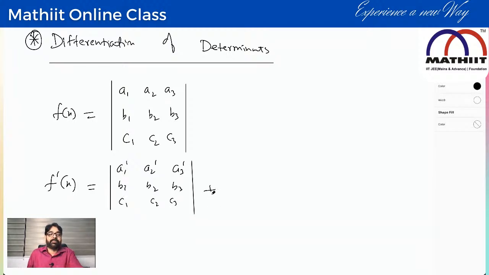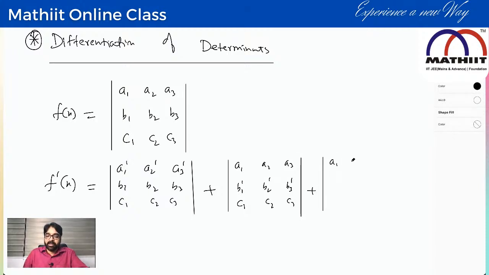Plus the differentiation of the second row and everything else remains the same: a1, a2, a3, as in the product rule, the same way; b1 dash, b2 dash, b3 dash, c1, c2, c3. Now you guess what will happen next. Differentiation of the last, third row, rest remains the same.